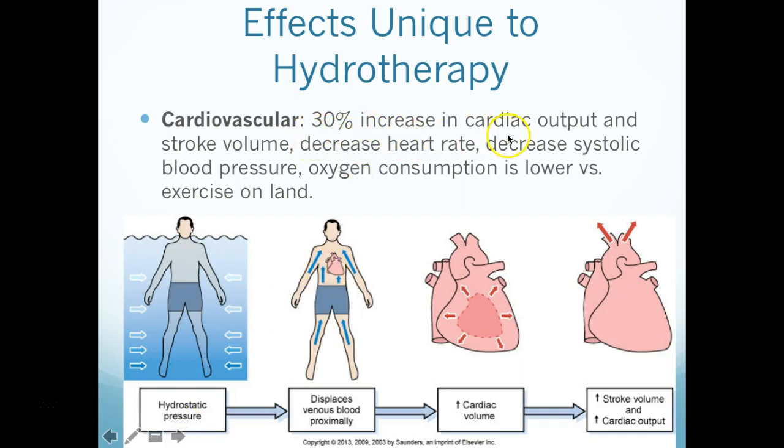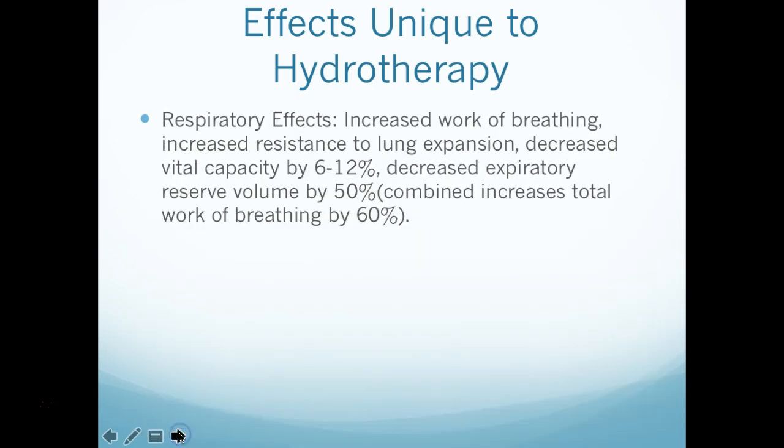Cardiovascular, 30% increase in your cardiac output and stroke volume. That's huge. But the decreased heart rate, decreased systolic blood pressure, oxygen consumption is lower versus exercise on land. So here you can see the pressure coming in on them. It kind of displaces that venous blood proximally. You get increased cardiac volume, you get increased stroke volume and cardiac output, which is great for some people, right? That you might get cardiovascular fitness, but think about those comorbidities where they're not allowed, or they don't have the capability to pump out that extra blood that's going up in to increase that stroke volume. So you'd want to be cautious with that type of diagnosis, okay?